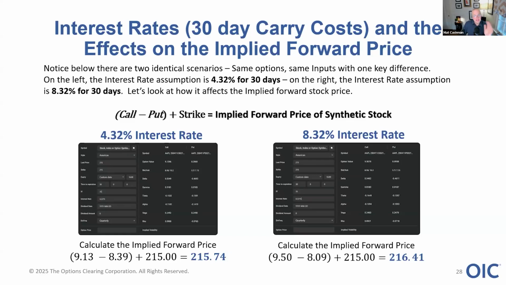If you were to think about it, the example I just gave you, 100 grand in a bank account with a 4.32% interest rate after 30 days, and 100 grand in a bank account with 8.32% over 30 days, it's going to be a different number at the end of the 30 days. Guess what? It's a different number here as well. This is 216.41 when you do the same implied forward price. So you've got a difference of 74 cents here from the strike, and you've got a difference of 1.41 here from the strike because of the difference in the interest rate.